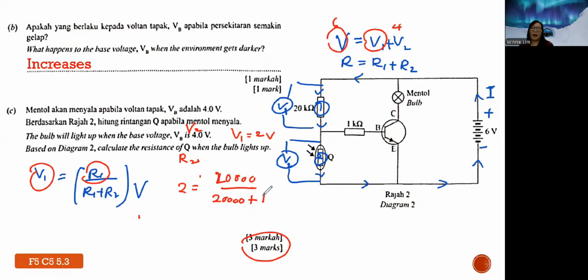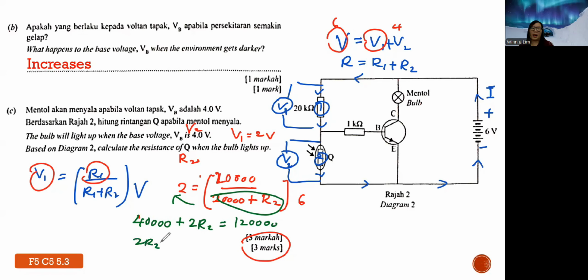R2 times 6. For those of you who are not good in maths, the bottom one, you bring it up, then it's multiplied already. So 2 times 20,000, you have what? 40,000 plus 2R2 equals 6 times 20,000. So you have 120,000.